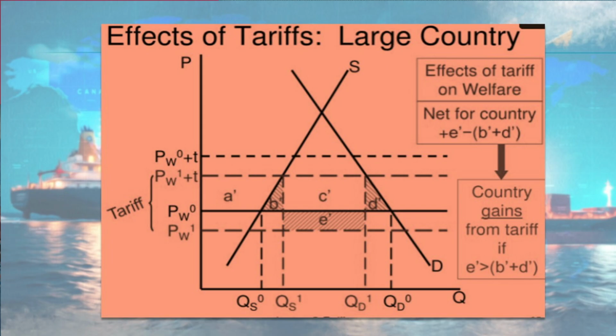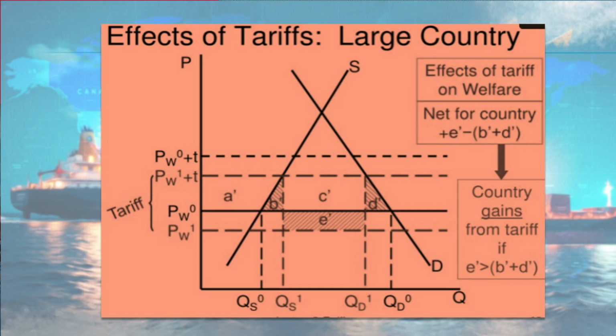Now, the effect of tariff in case of net for the country: does the country gain from trade or not? So what we say is that the country gains from tariff. Here E dash, if we see this shaded area, E dash is greater than B plus D, the demand side and the supply side, and the net gain of the country will be more.